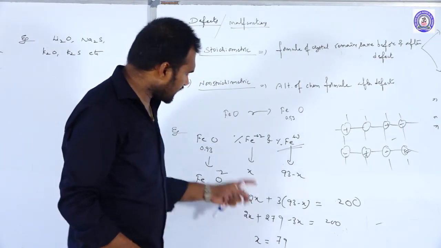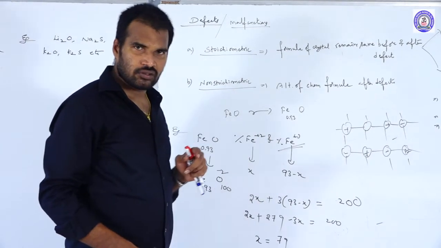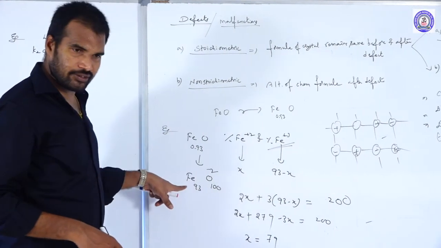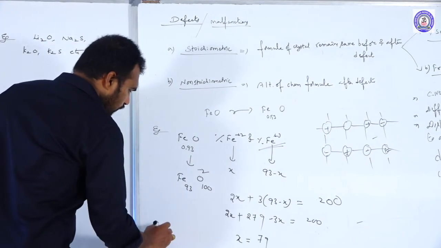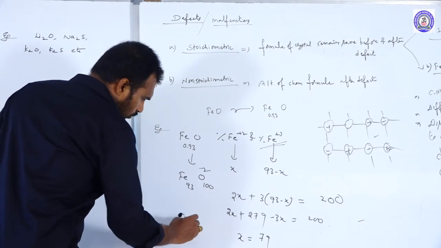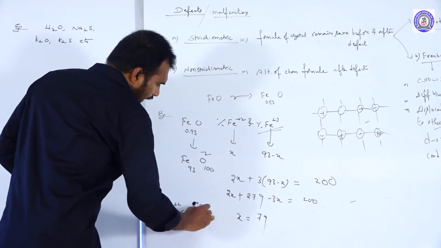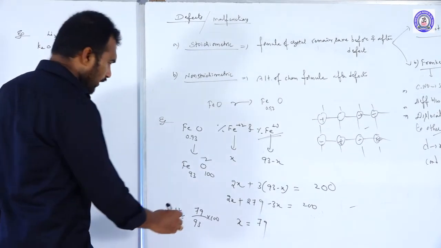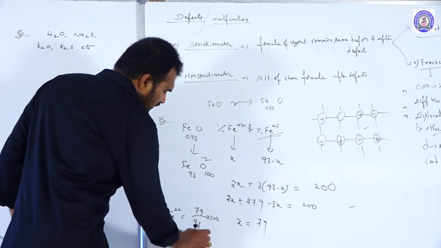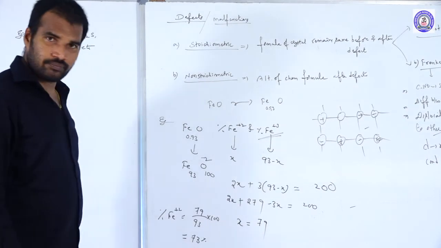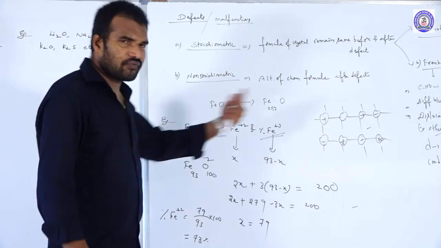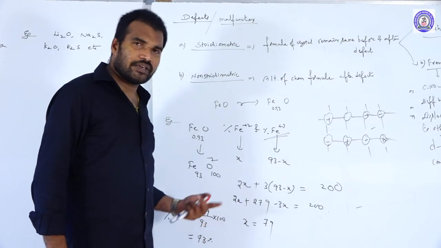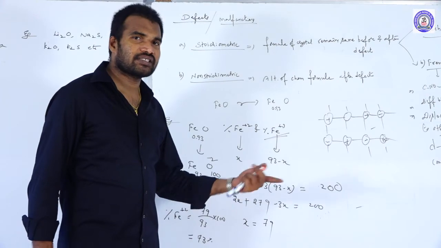So what is X? I considered X as the ferrous ions. So the number of ferrous ions is 79 out of 93. So the percentage of ferrous ions is 79 by 93 into 100, which will be around 85 percent. Clear? Similarly, the remaining will be ferric ions, and the number of ferric ions by the total number of iron atoms into 100 gives the percentage of ferric ions.